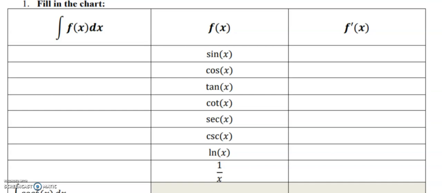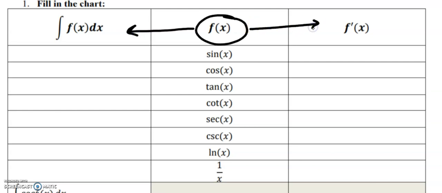So this video is to help you go over the golden ticket for your Unit 7 test, Unit 7 being Chapter 5. I know it's a little confusing. This first chart, if this is your f of x, fill in the antiderivative of f that way and the derivative of f that way.